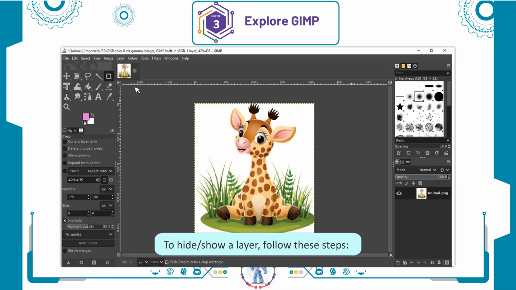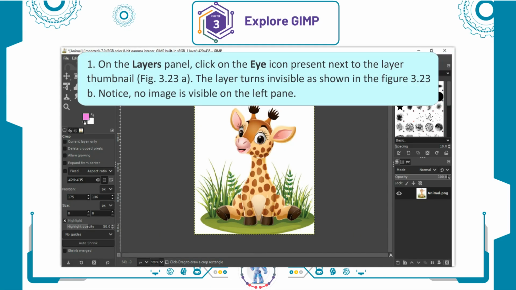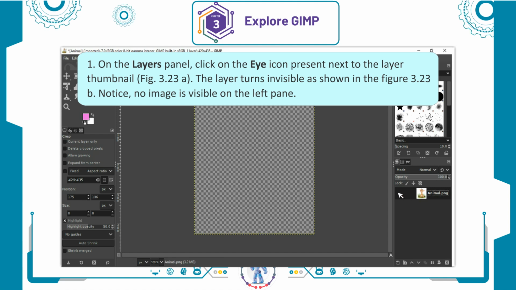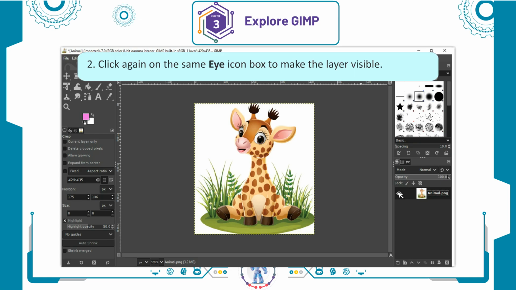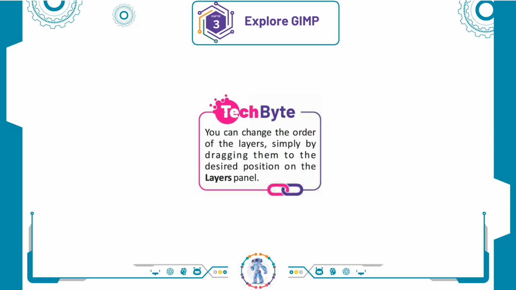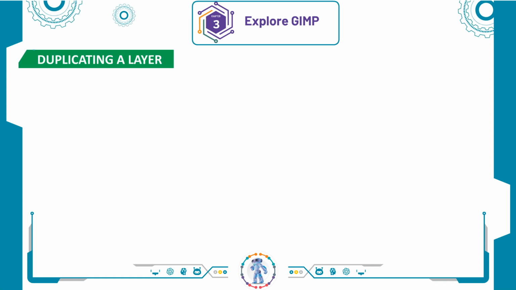Making a layer invisible. To hide or show a layer, follow these steps. 1. On the Layers panel, click on the icon present next to the layer thumbnail, Fig 3.23a. The layer turns invisible as shown in Fig 3.23b. Notice no image is visible on the left pane. Click again on the same icon box to make the layer visible. Tech Byte. You can change the order of the layers simply by dragging them to the desired position on the Layers panel.